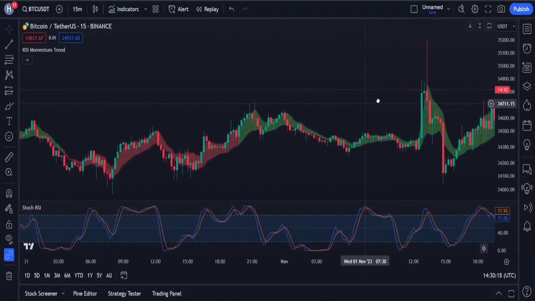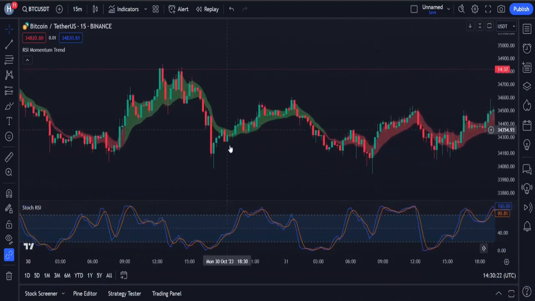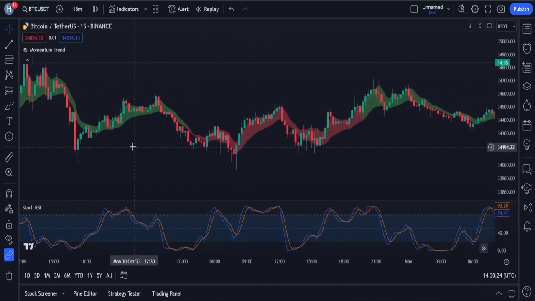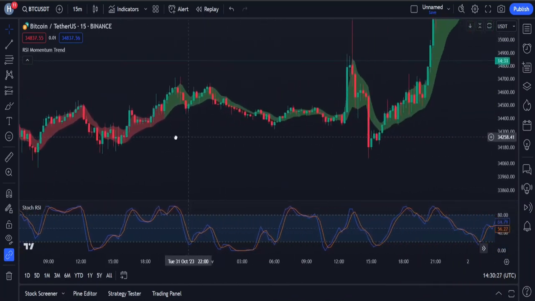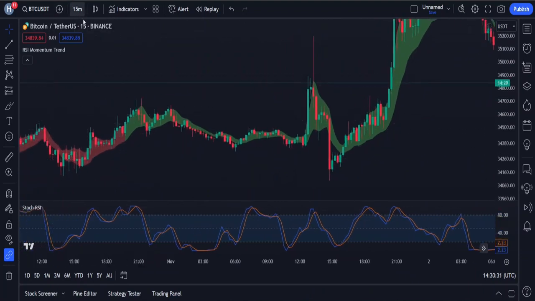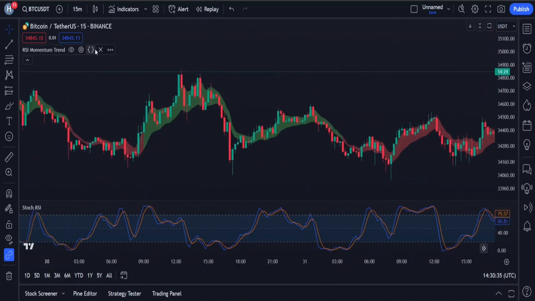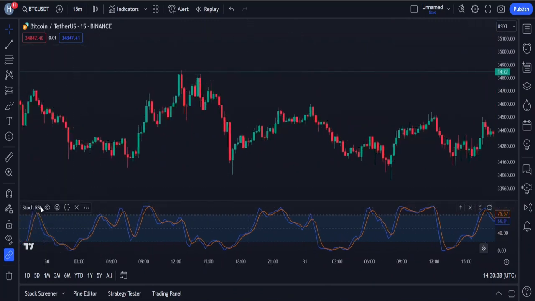So this is what our chart is going to look like when we are done setting up our indicators. We are only going to be using 2 indicators in this strategy. This is why this strategy is very simple to understand and apply in our live trading. I'm going to be using a Bitcoin chart on a 15-minute time frame to explain this strategy. I'll quickly remove these indicators from the chart so I can explain their settings from the beginning.